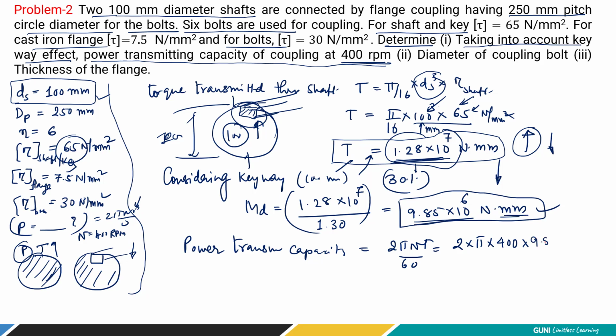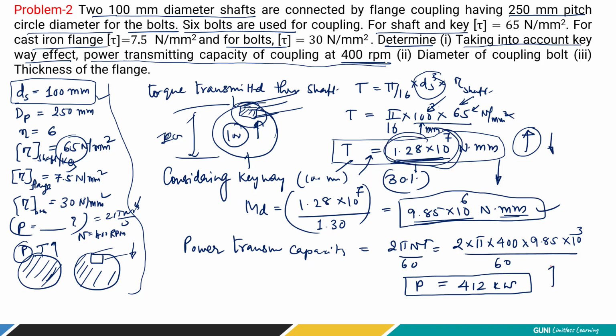So I'm going to take 985 × 10⁶, and directly dividing by 1000, that becomes 10³, divided by 60. Okay. So the value that comes out is 412 kilowatt. So by considering the keyway effect, we are able to transmit a lower value of power, right? If you consider this much torque, definitely it will give you higher power transmission, but because the key is present, we cannot transmit that maximum value. We can transmit only a lower value, for which we have considered the 30% effect of the keyway.